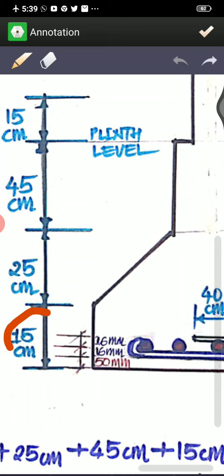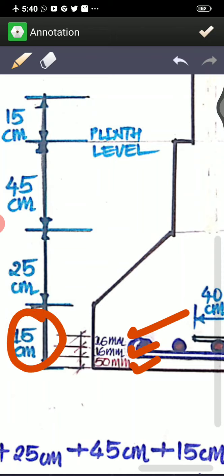You are supposed to take this 15 centimeter. In this 15 centimeter you are supposed to deduct the cover. This cover you are supposed to deduct. Then you are supposed to deduct the dia of this bar. Then you are supposed to deduct the dia of this bar. So you will be deducting 15 plus 16 plus 16 mm. So this much deduction you have to do from the 15 centimeter. Then you will be getting the height from where you are supposed to start to measure the splice bar.